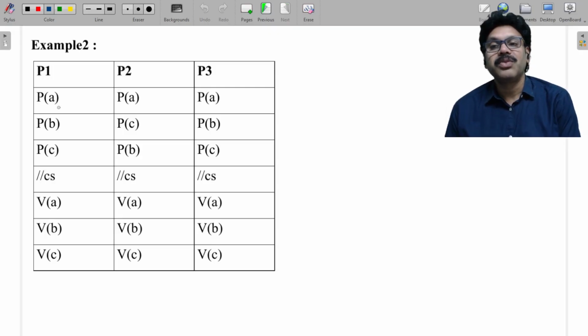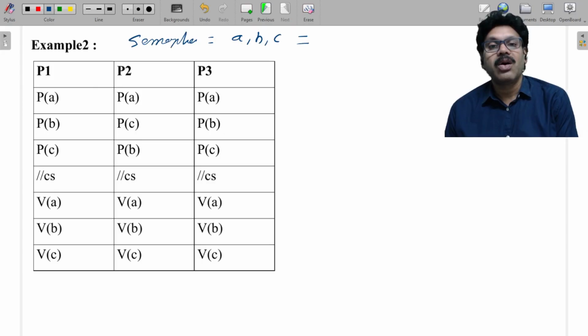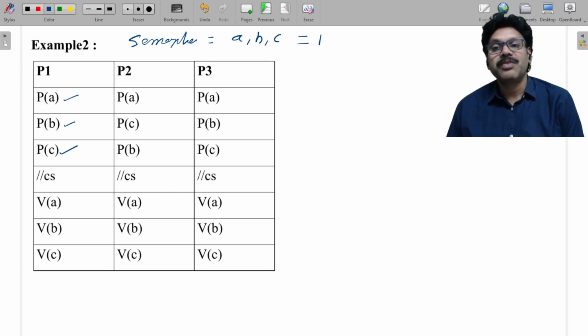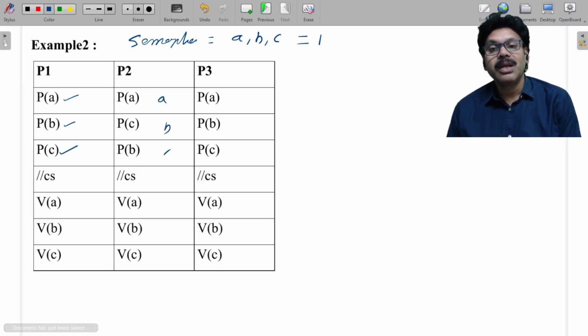There are 3 semaphores by name A, B, C, and all of their initial values are 1. P1 is using P, which is nothing but the wait function, on A, then wait B, and it also performs wait C. So here also, if it is A, B, C and A, B, C, you never get the concept of deadlock.